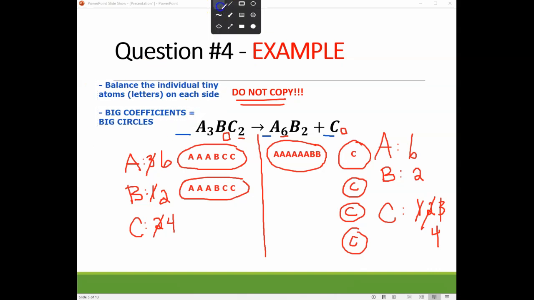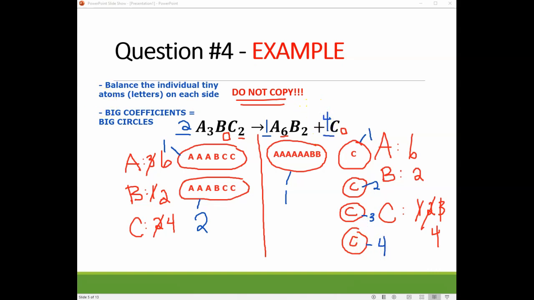Okay, so taking a look here in my example, you can see I have 1 big circle right here of A3BC2 and a second one right here. So my big number here should be a 2 in front. Over here, you can see I just have 1 big circle, so my big number in front would be a 1. And then over here, you can see I have 1, 2, 3, 4 big circles of C, so I would add a 4 in front.